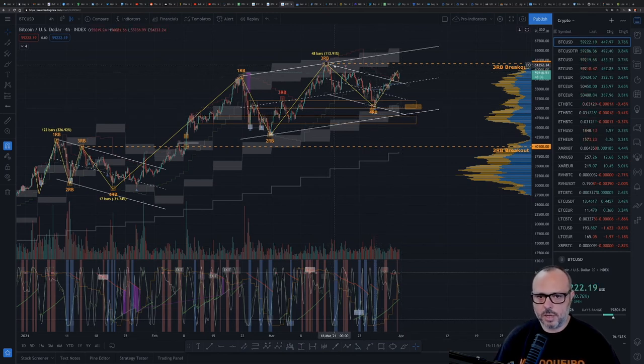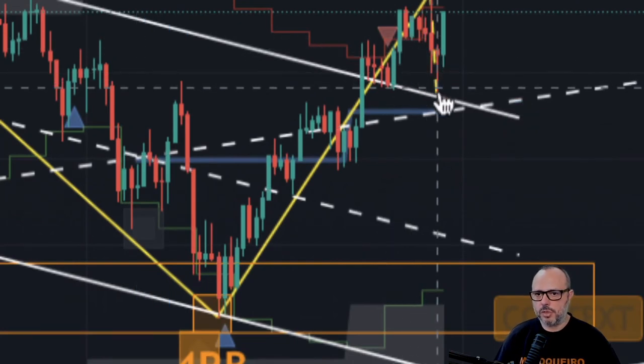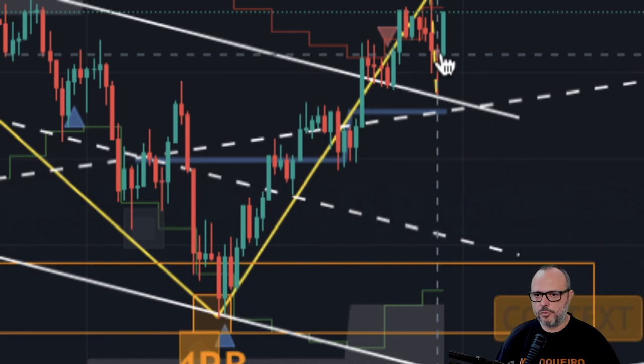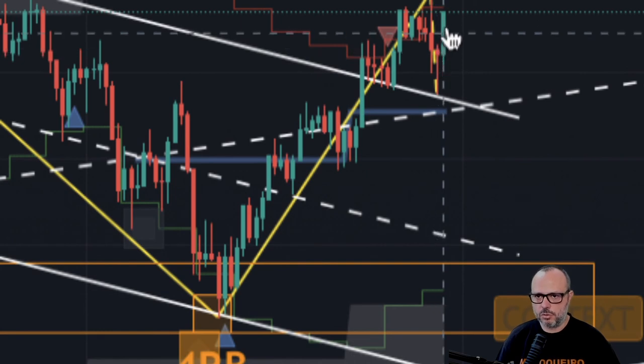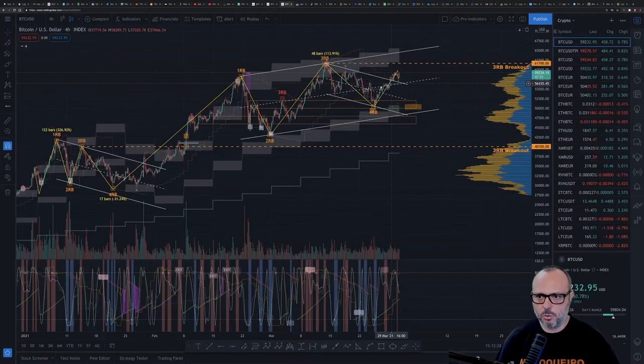And the other channel that Mindox pointed out, Mindox or Mindu on Twitter, he pointed out this ranging channel here. This was a good guess from him, a good analysis, and I also drew it here. And as you see, we went above, we touched, we had the first retracement really close to the top of the channel. Then we went above again, we retraced and quickly went up, forming this hammer candle, which is a very good signal, and then this really long green candle, which is happening right now.